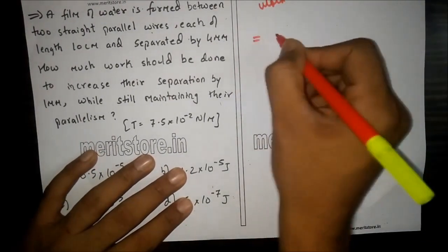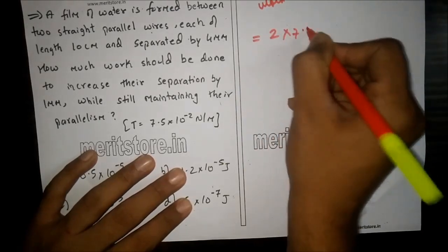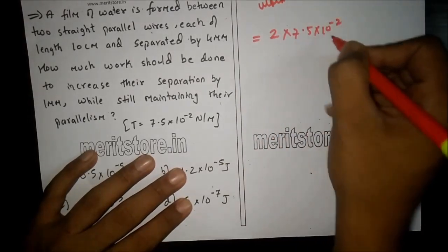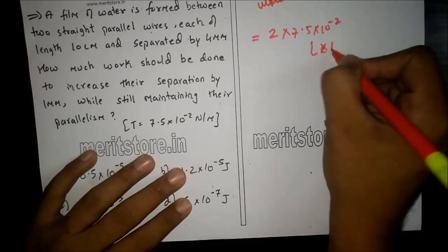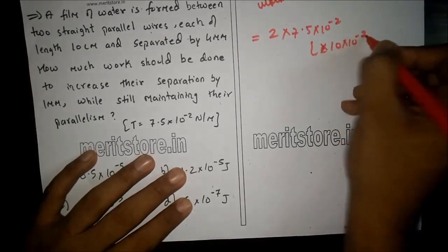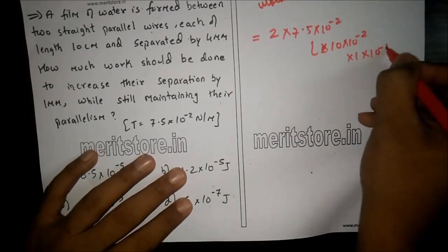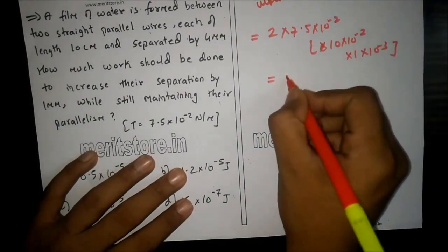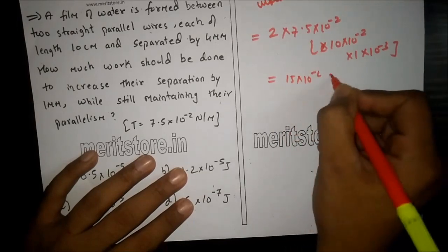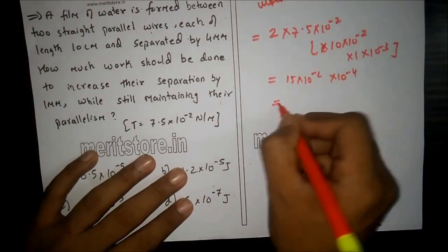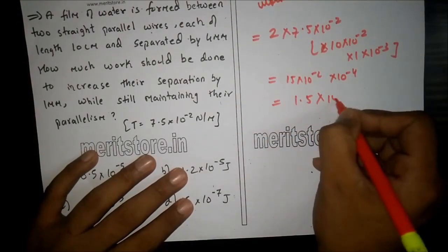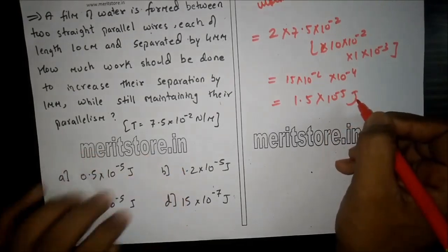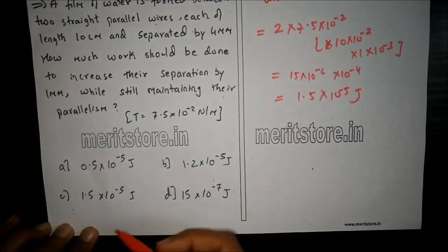Therefore, on substituting the values, 2 into 7.5 into 10 raised to minus 2 into the area, which is 10 into 10 raised to minus 2 into 1 into 10 raised to minus 3, which will be equal to 15 into 10 raised to minus 2 into 10 raised to minus 4, which is 1.5 into 10 raised to minus 5 joules. Therefore, here the correct answer will be option C.